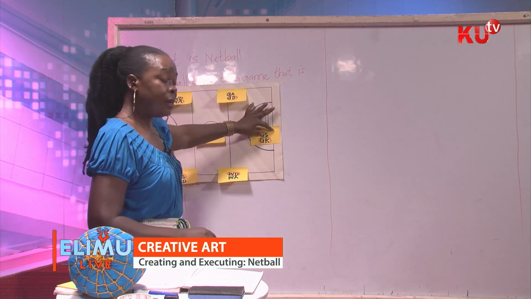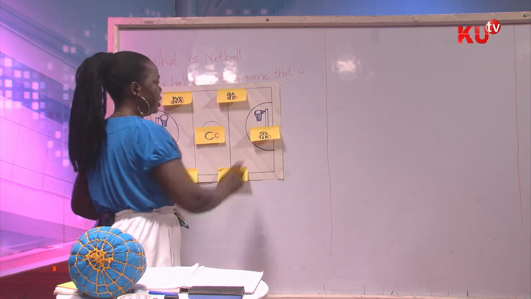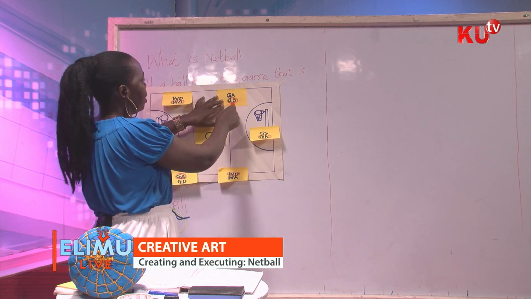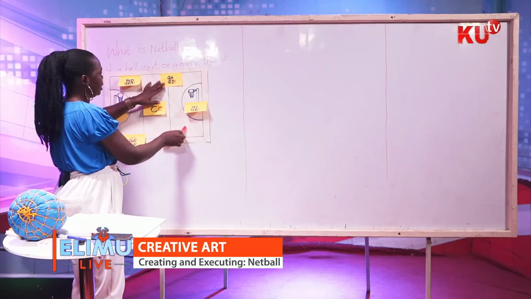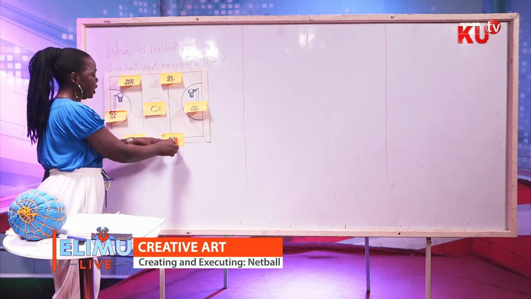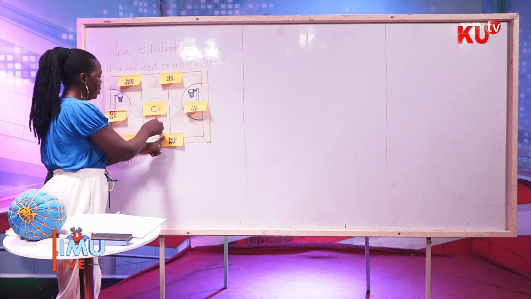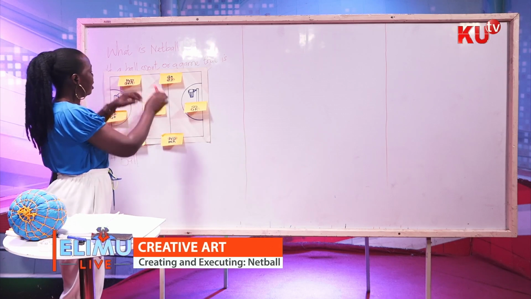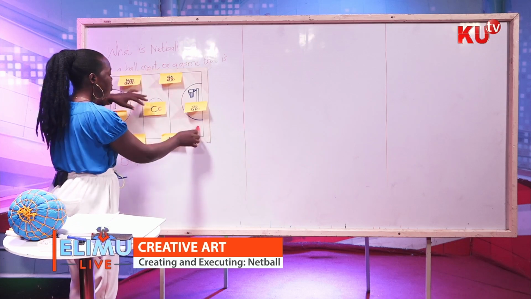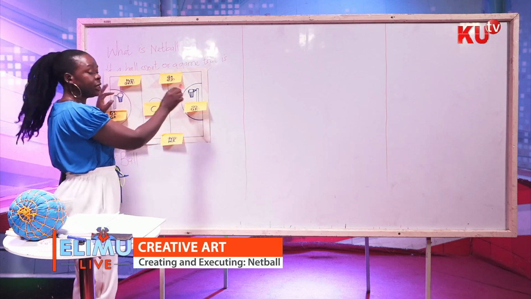The goal shooter this side and the goalkeeper this side are not allowed to move out of this semicircle. The goal attacker and the goal defender here are only supposed to move in this space up to this space right here. Same to the wing defender. They are also supposed to move here, not in the semicircle, up to this part, all right? But the participants within the center can move all over this side, up to here, but not in the two semicircles.